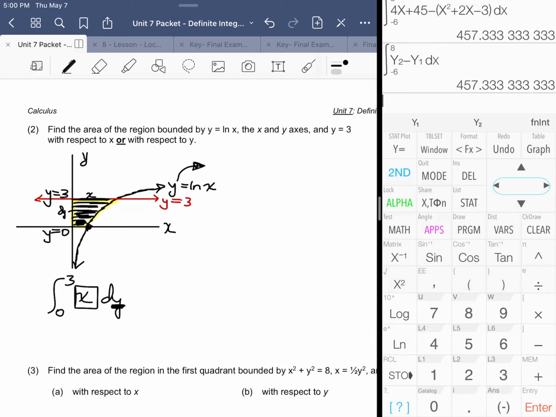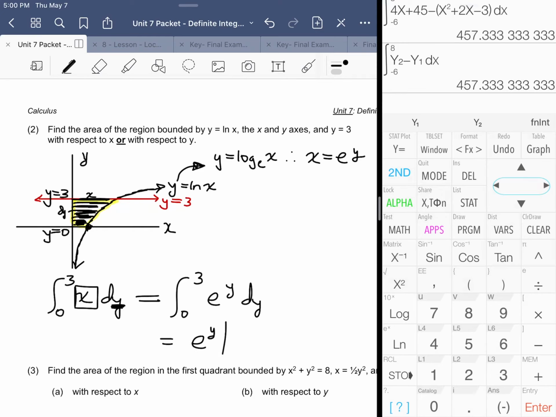All right, so I just have to get rid of this x in here. Fortunately, we have a relation that's pretty easy to convert over, because y equals ln of x is the same as y equals log base e of x. And in exponential form, we get x is equal to e to the y. All right, so from 0 to 3, we have e to the y dy.